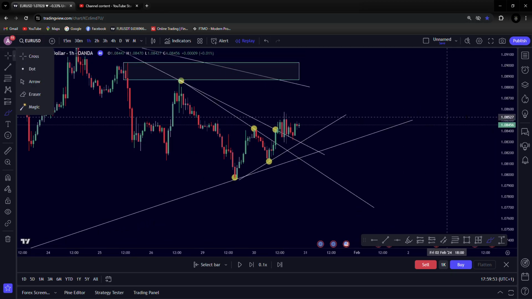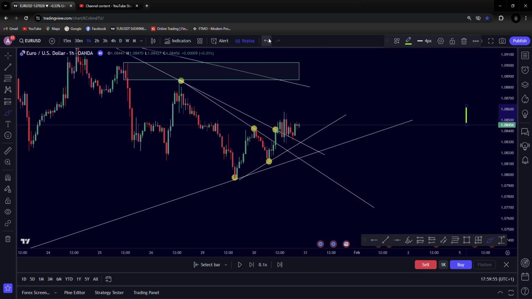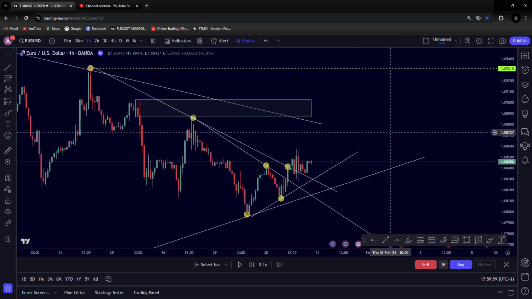Okay guys, hopefully you understood what I'm trying to say in this video, and it's easy for you to understand this trend line and how it works with point 2 and point 3 of the trend line, and how you can see liquidity based on the trend line, and how you can enter a trade based on the trend line.